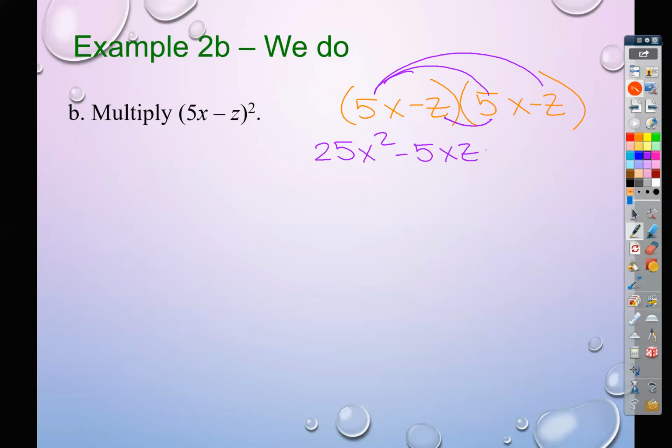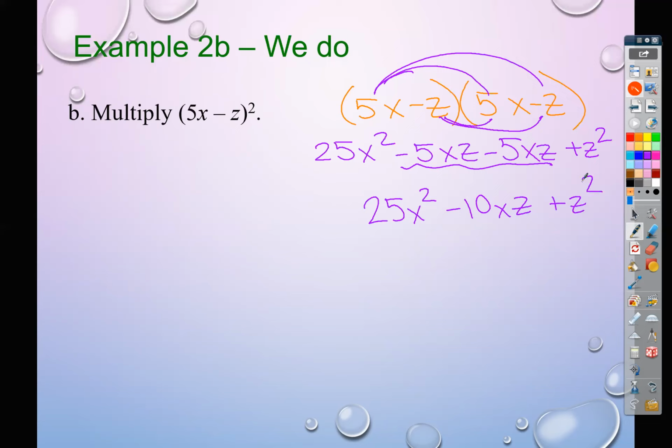-z times 5x is -5xz. And -z times -z is a positive z squared. Now combine like terms, and you get 25x squared. -5 and -5 is -10xz plus z squared.